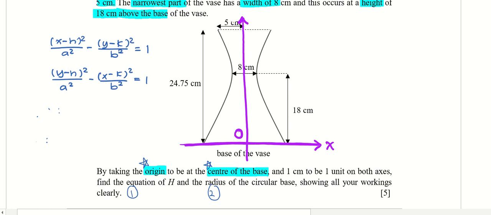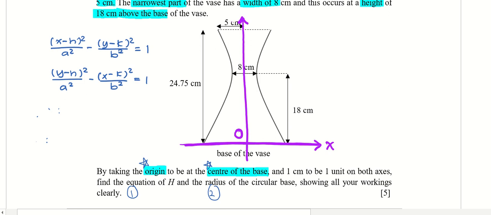Take note of this information because many of you drew it wrongly, which I'm going to draw. This is what some of you did. You drew your x-axis here, which is wrong. It is at the center of the base, not at the center of the vase. So please read the question carefully. I'm going to erase the wrong one.